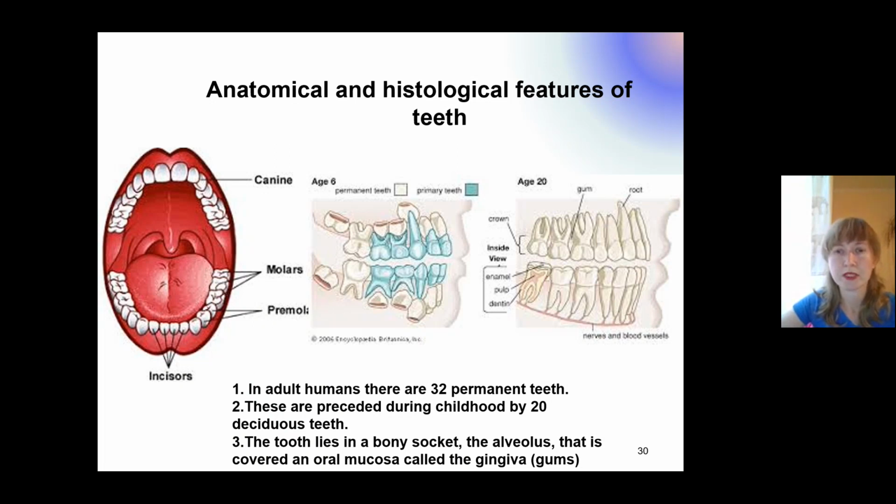We have finished with instruments, and another question that should be discussed is the anatomical and histological features of teeth.